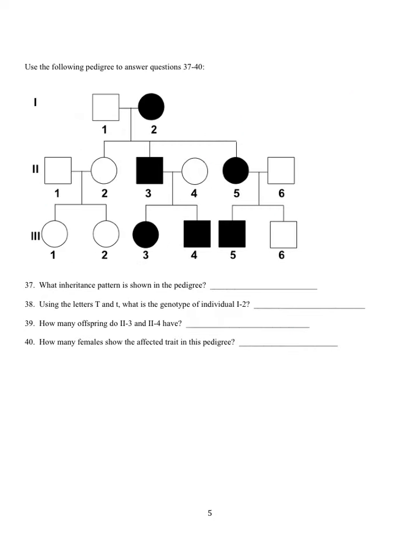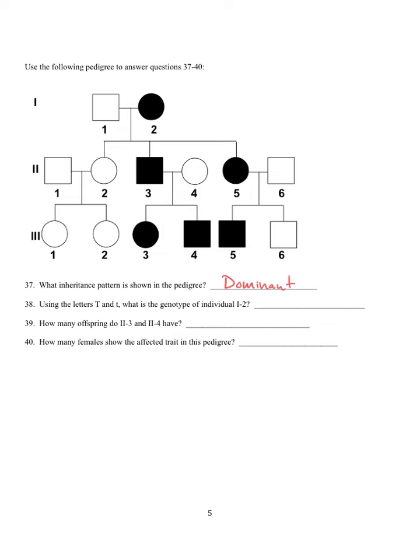The last 4 questions are going to be about the final pedigree here. First we have to determine with number 37 what inheritance pattern is shown. If you'll notice, there are 3 generations, 1, 2, 3, and every single generation shows at least one individual that is showing the trait. So that's a pretty good indicator that this is a dominant trait.